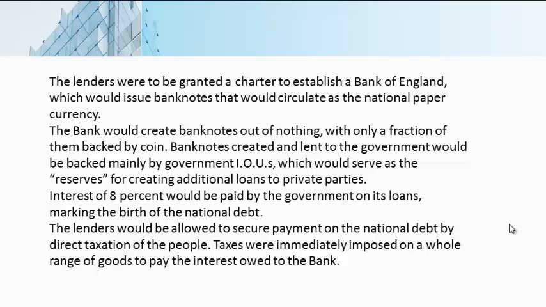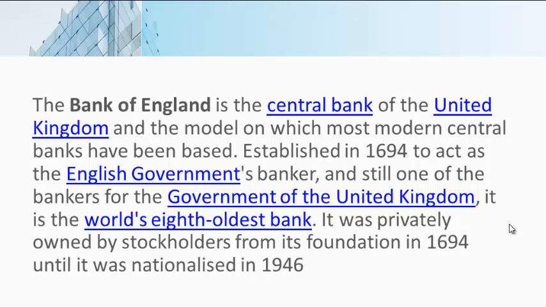The lenders would be allowed to secure payment on the national debt by direct taxation of the people. So the 8%, not the principal 1.2 million, but the 8% per annum that was due, they collected by putting taxes on the people and goods. This is the model on which most central banks have been based. It was privately owned by stockholders from its foundation in 1694 until it was nationalized in 1946. So basically the Bank of England, which seemed to everybody to be a government bank, is actually owned by financiers. It's not owned by the government of England, and this is the case for most central banks.